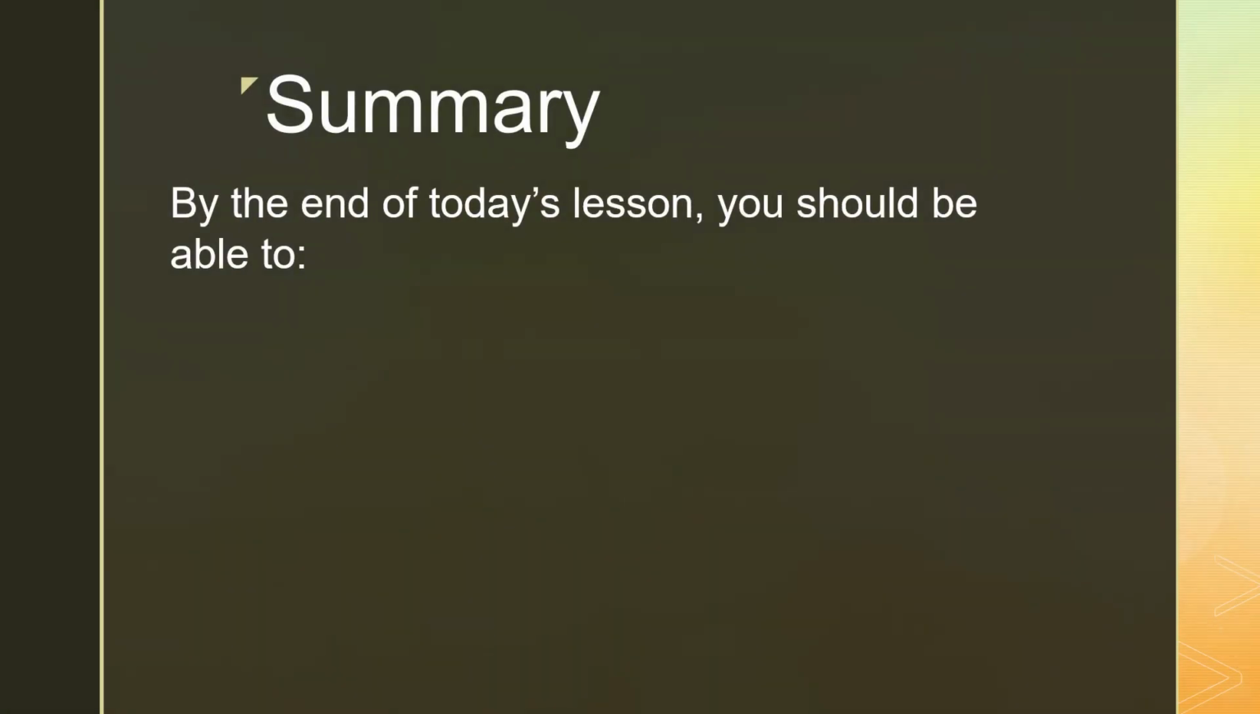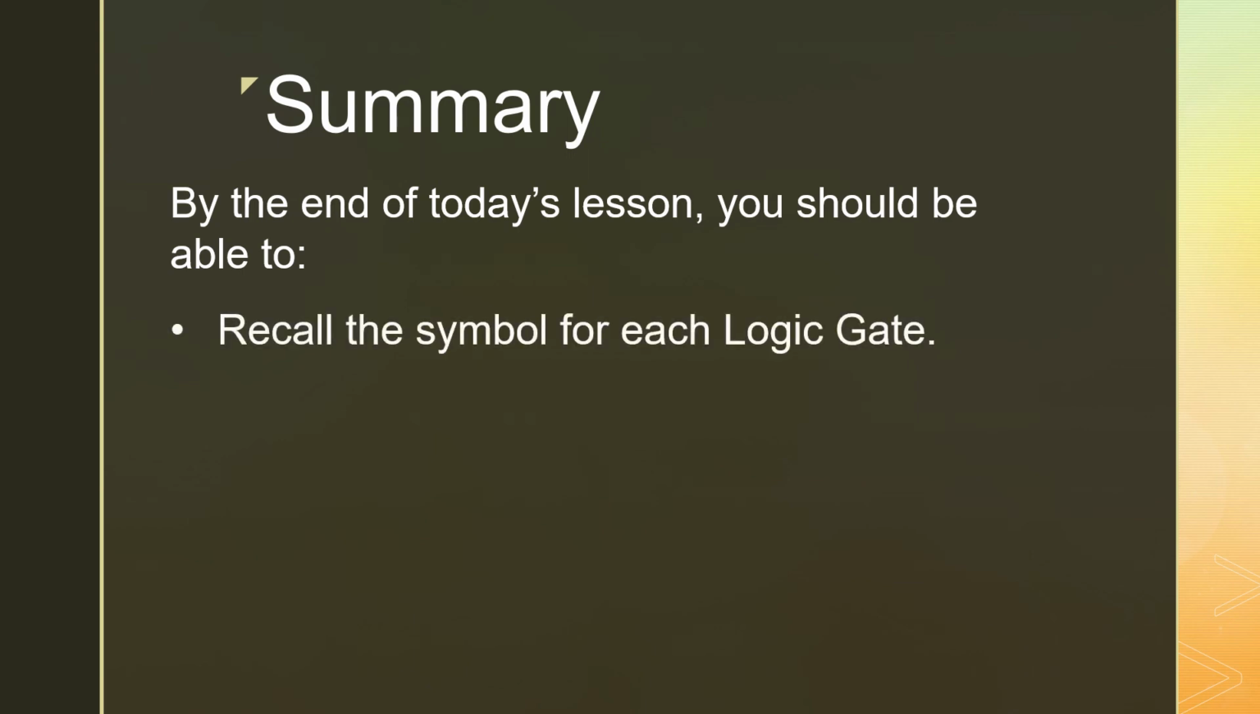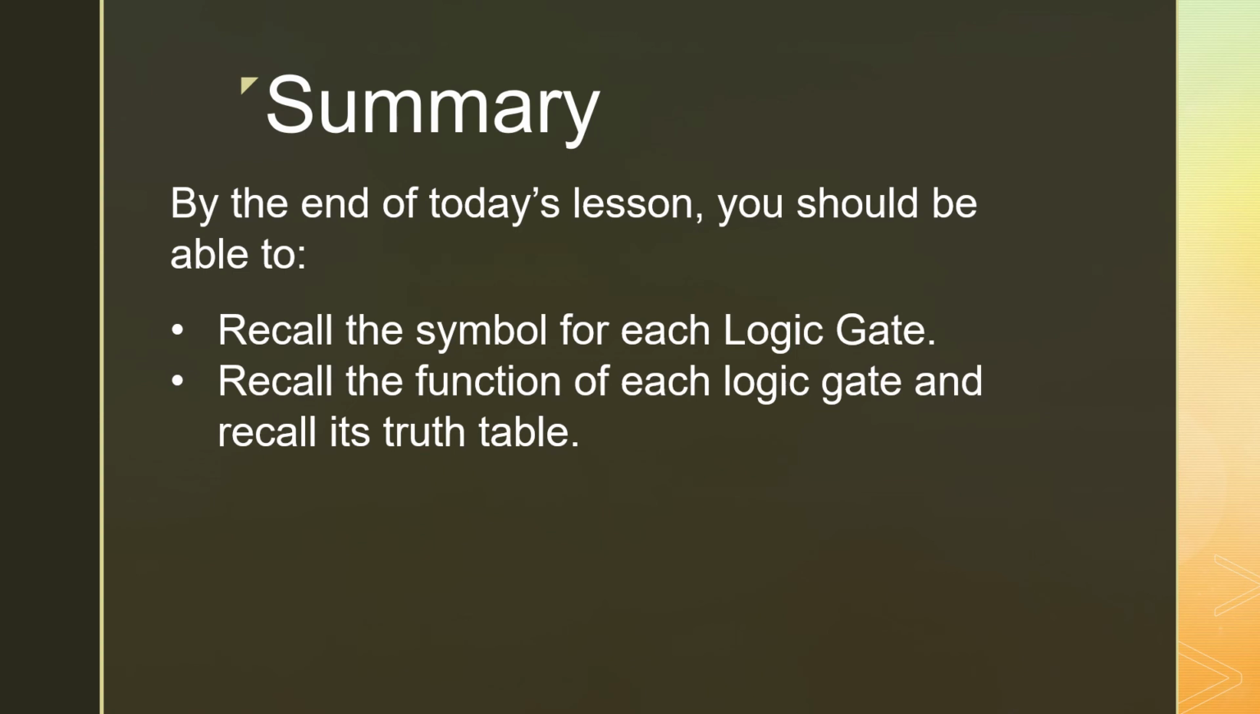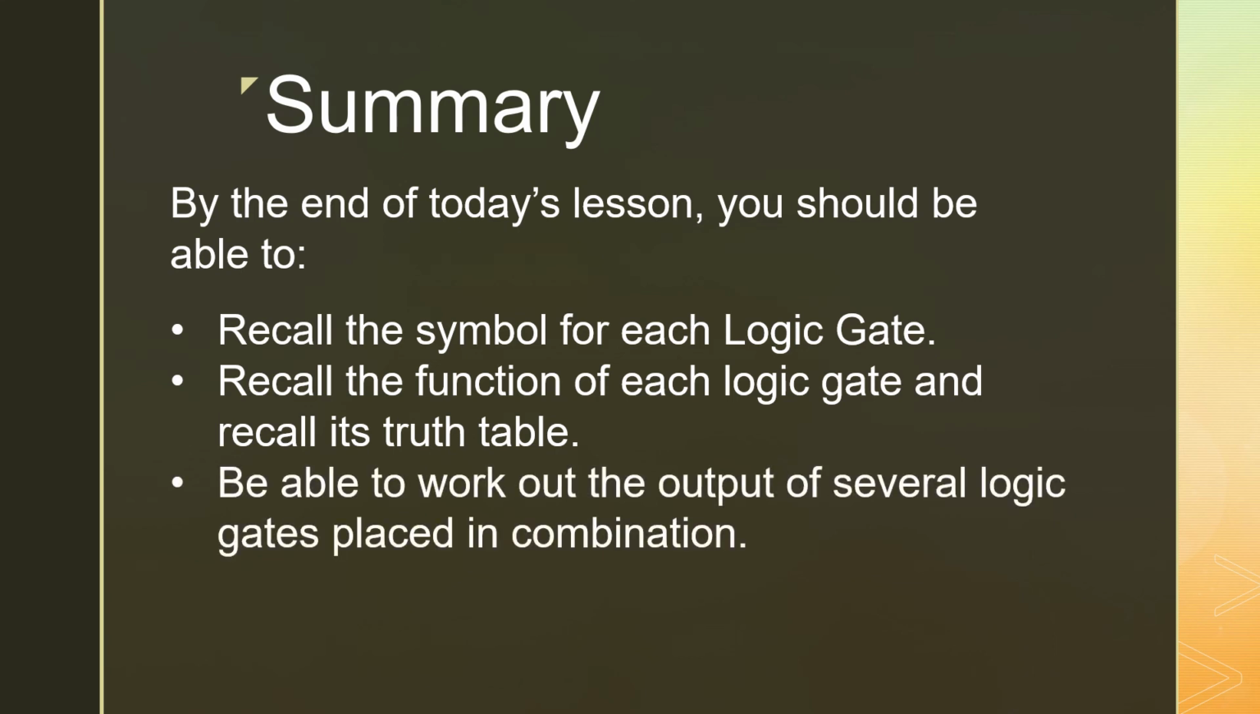Okay guys, so a summary of what we've done in this lesson. To start with, I recapped all of the different logic gate symbols and all of their truth tables. So you should be able to recall both of those two things, both the symbols and their truth tables. Now obviously the truth table tells you what the function of that logic gate is. And we've also looked at combining logic gates so that we have to look at multiple inputs and work out what the final output will be.